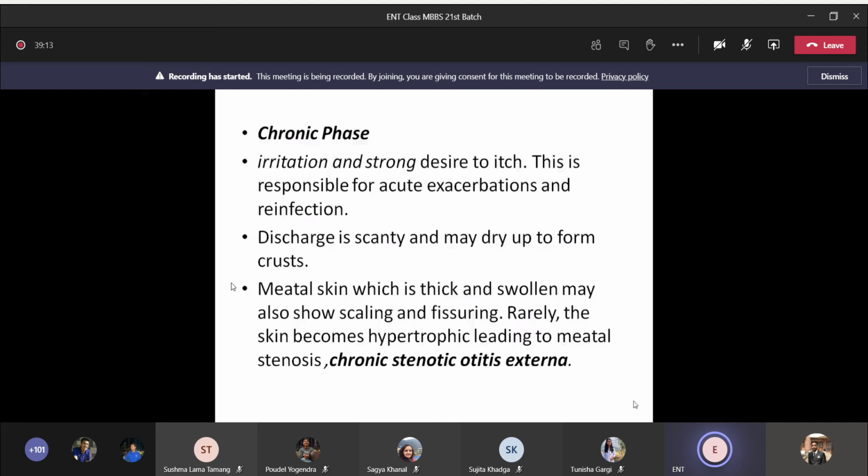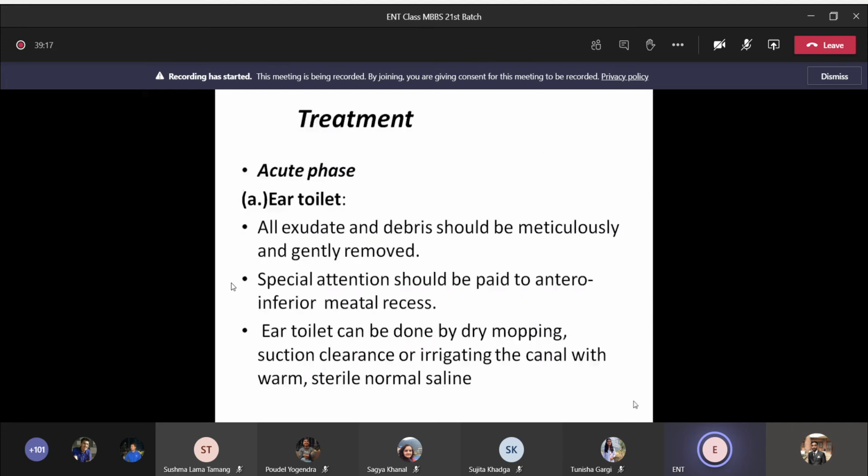Treatment for the acute phase: first we need to do ear toileting. All exudate and debris should be meticulously and gently removed, and special attention should be paid to the anteroinferior meatal recess. So we do dry mopping and we clear the debris with suction, that is known as suction clearance, or sometimes we irrigate the canal with warm, sterile, normal saline.